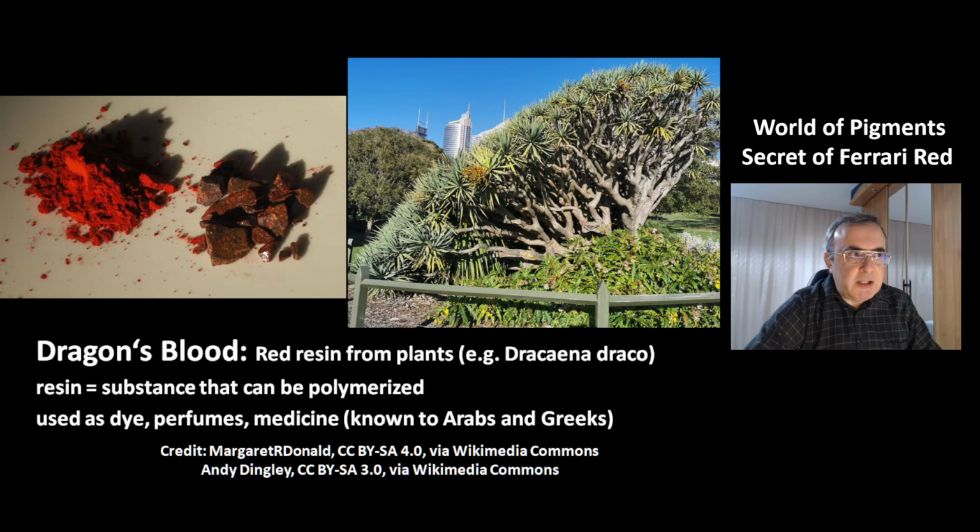This is dragon's blood. It's a red resin from plants like the Dracaena draco. A resin is a substance that can be polymerized. Dragon's blood is used as dye for perfumes and medicine, and was already known to Arabs and Greeks.